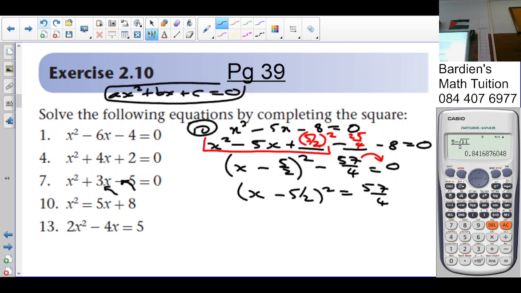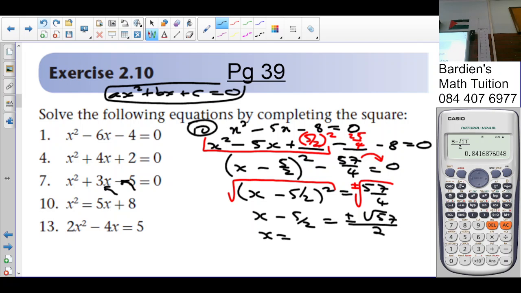Now what do we do? Square root both sides. When you introduce the square root, what must you never forget? Plus minus. So we get x minus 5 over 2 equals plus minus the square root of 57 over 2. What do we do now? We take negative 5 over 2 over. That's going to give us x is equal to 5 plus minus the square root of 57 over 2. Do you guys understand? You guys get it?